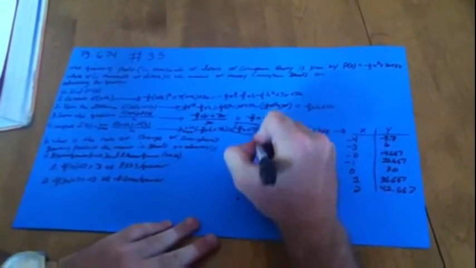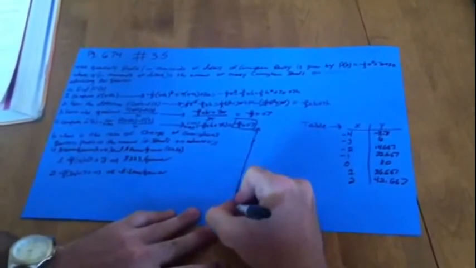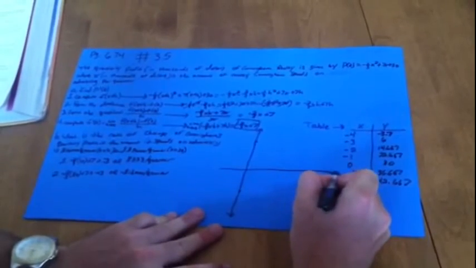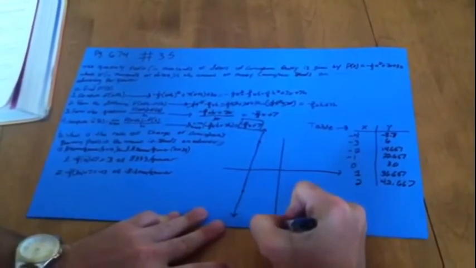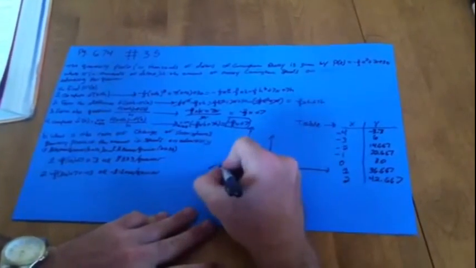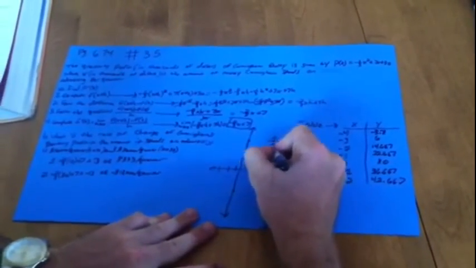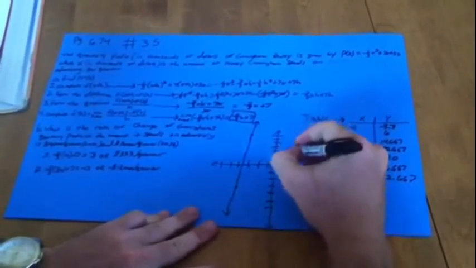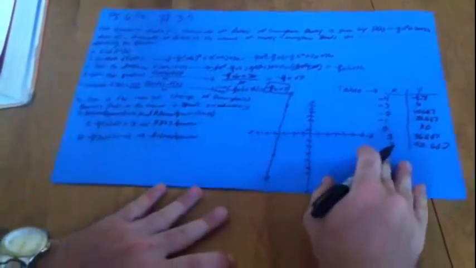And this is kind of what the graph would look like. And that's it.